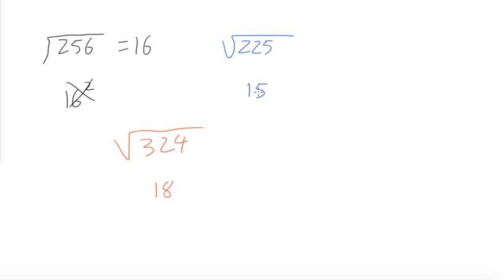So 16, 15, and 18. It's not 16 squared, it's not 15 squared, it's not 18 squared. It's just one number. When they're asking for the square root, they're asking for one number.